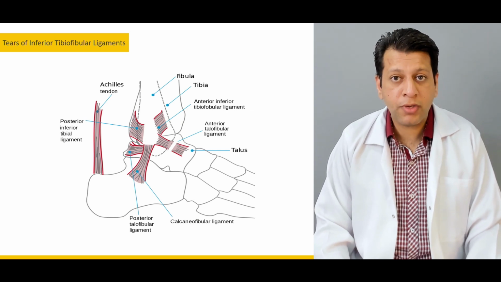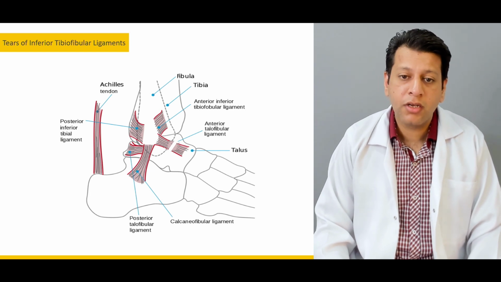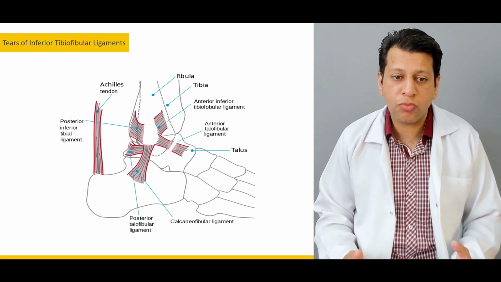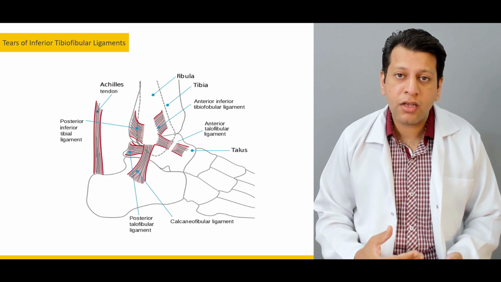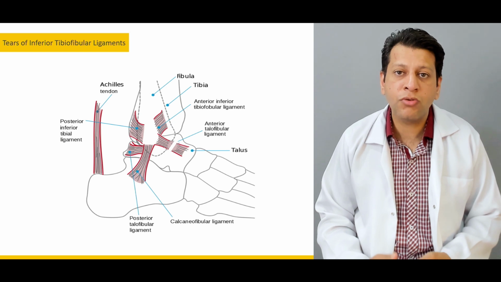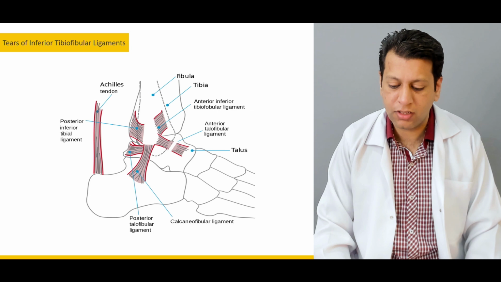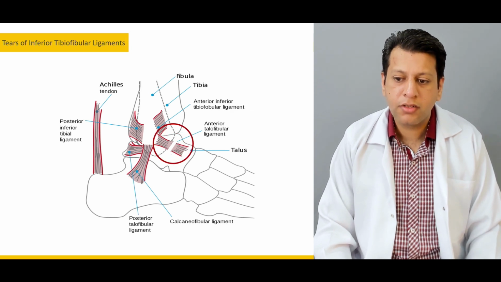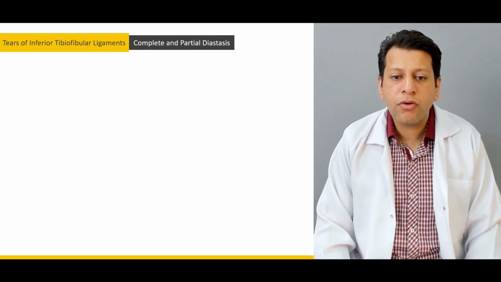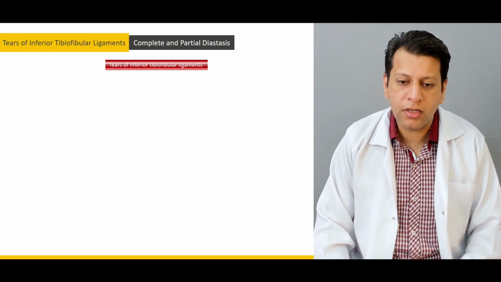There are also the interosseous membrane, the interosseous ligament, as well as the transverse tibiofibular ligament. These form the syndesmosis. Tears of the anterior inferior tibiofibular and posterior inferior tibiofibular ligaments lead to high ankle sprain and syndesmotic injury, which can be appreciated in this diagram as well. Now there could be partial tears or complete tears.